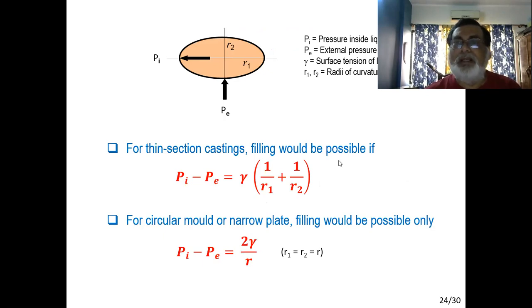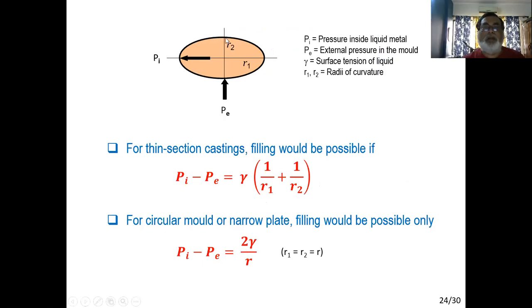For example, here, this is the ideal case scenario. So it is a hemispherical shape channel with different radii, the principal radii. So this is the internal pressure, Pi, because of which liquid metal flows into the channel, and this is the external pressure, Pe, and because of that, liquid metal cannot enter the flow into the channel.